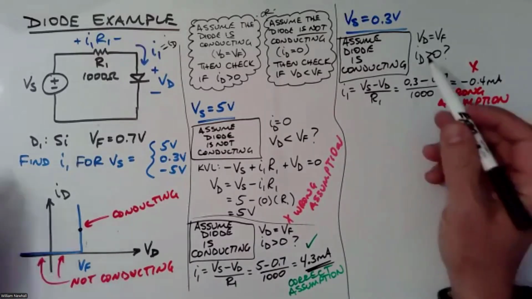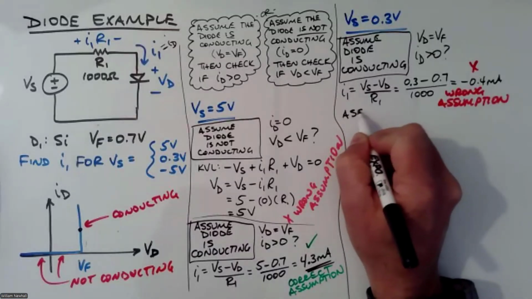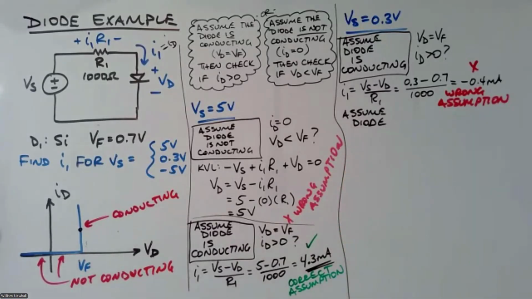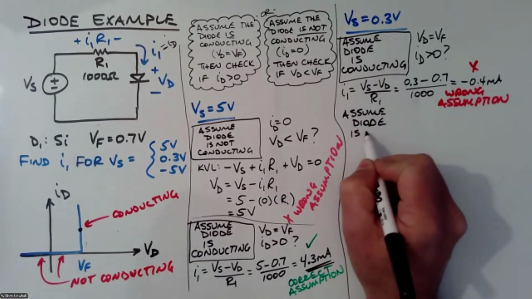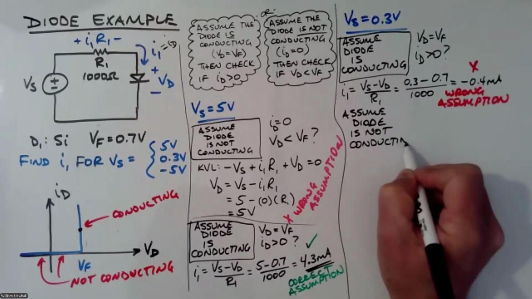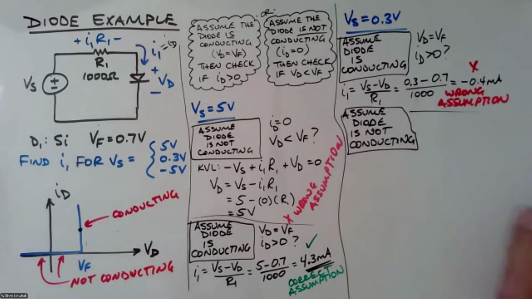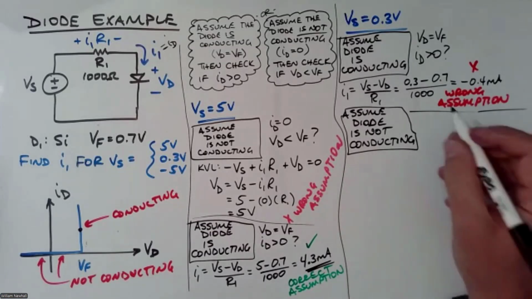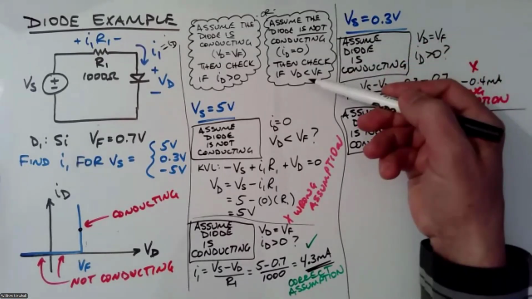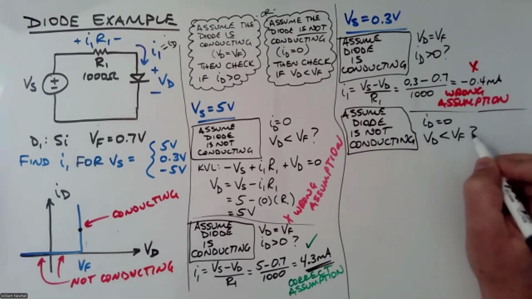So let's take the opposite assumption and see if that's right. Let's assume the diode is not conducting. And so if the diode is not conducting, ID equals 0. And then we're going to check, is VD less than VF?